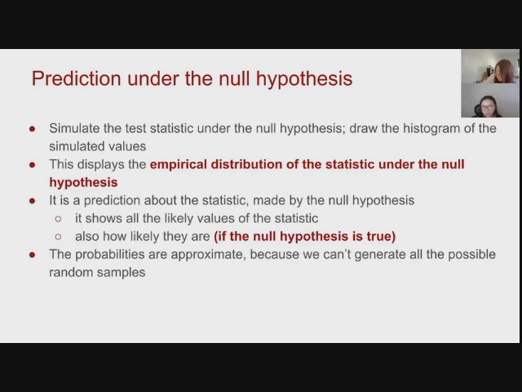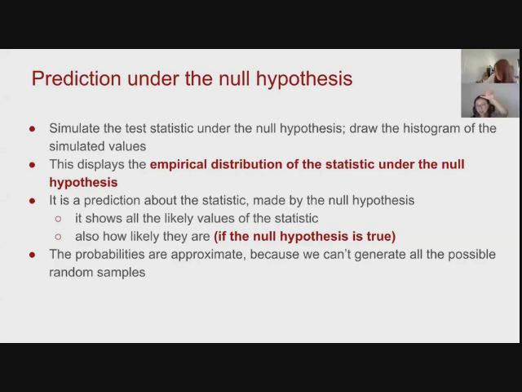Lastly, the probability is approximate, which is why we call it an empirical distribution, because we cannot generate all of the possible random samples. But if we do it enough times, as we know by now from the law of averages, we should get a pretty good approximation of the theoretical results. So this is our third step.